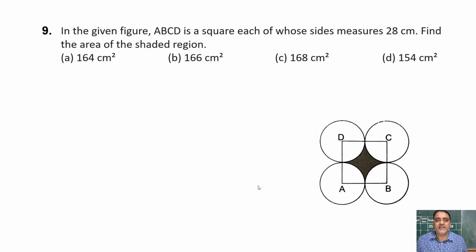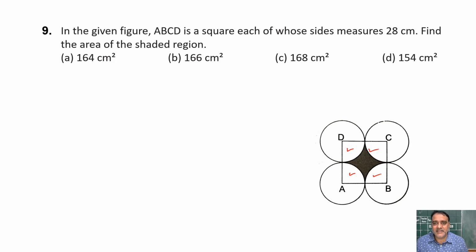Question number 9, in the given figure ABCD is a square, each of whose sides measures 28 centimeter. Find the area of the shaded region. So how will you find the area of this shaded region? From the square, you have to subtract these four quadrants. The figure is clear? Yes, sir. Yes, sir. Okay.